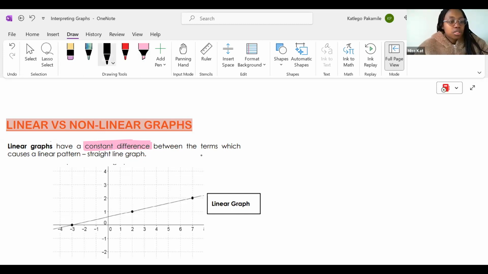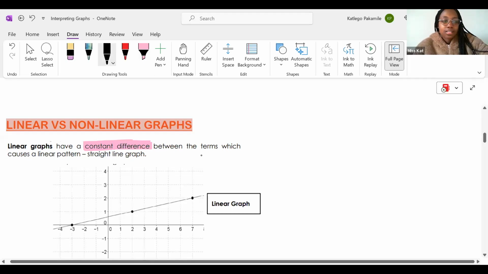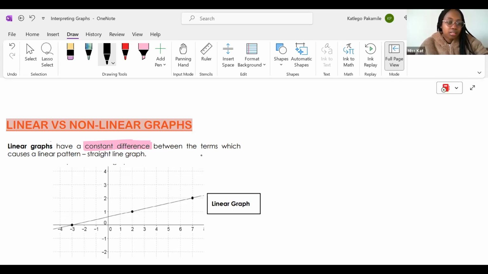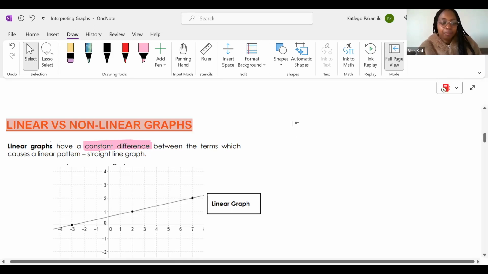Between the terms, which causes a linear pattern. Yes, which topic specifically, Sia? And that means it will make a straight line. There we go, Tando. Number patterns. That's where we've heard constant difference before. So then we would know how to find the constant difference, right? We've just learned how to plot points.